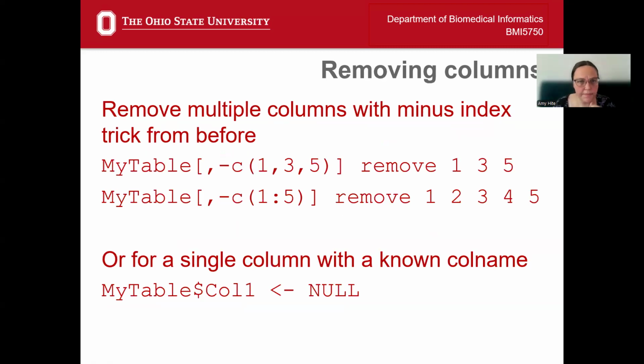So we can remove columns. I showed this a couple of slides earlier. We can remove columns based on their numerical index. We add in a subtraction at the beginning of that vector. We can also have ranges. So this is 1 through 5 rather than 1, 3, and 5. If you have a small number of columns that you want to remove completely, you can specify them by name. Here we are setting column 1 to be NULL, and that means that it's going to be deleted from our table.